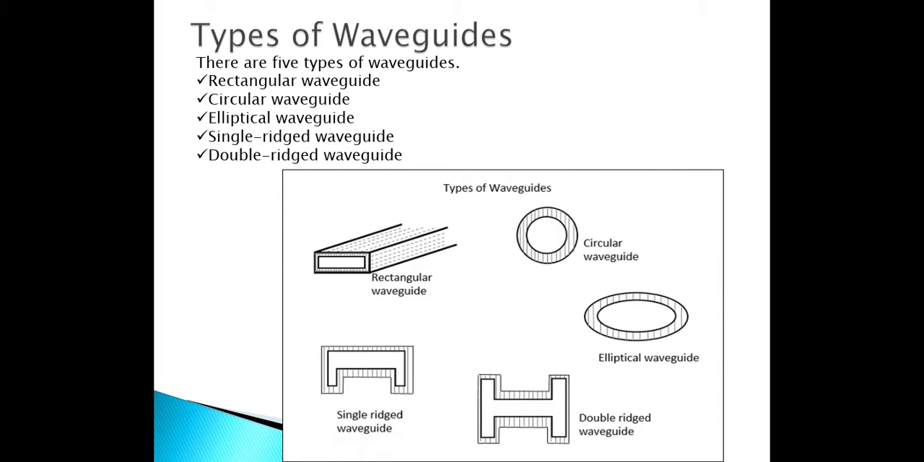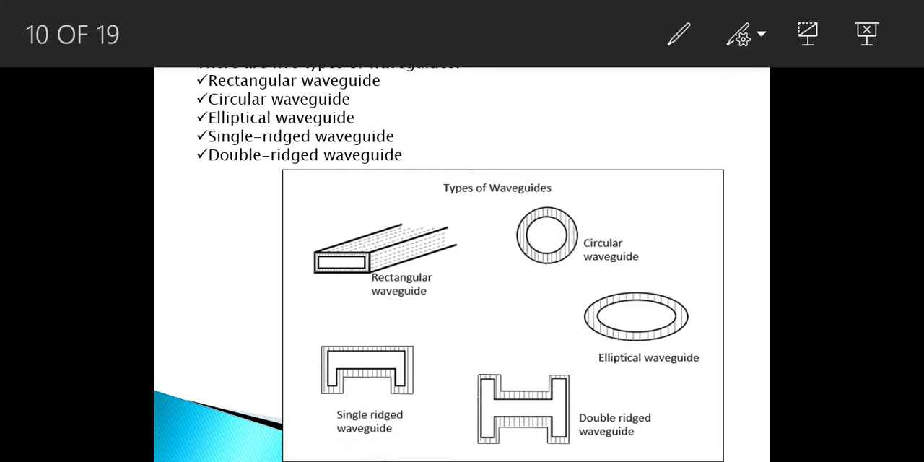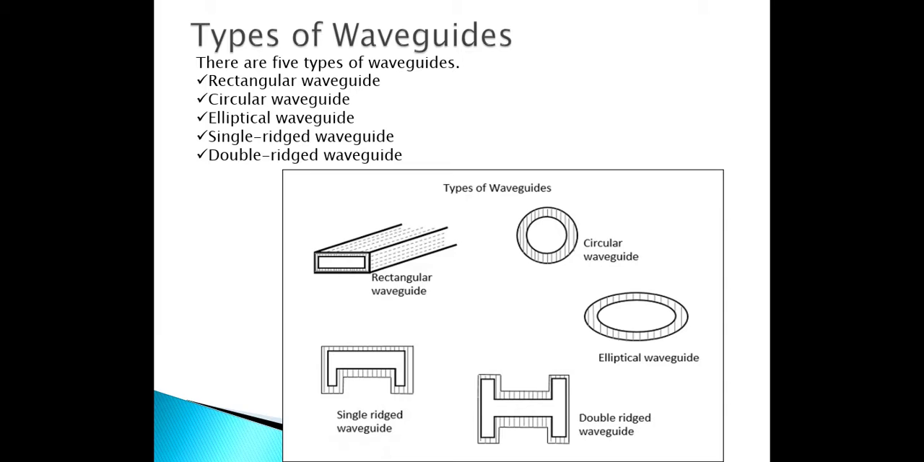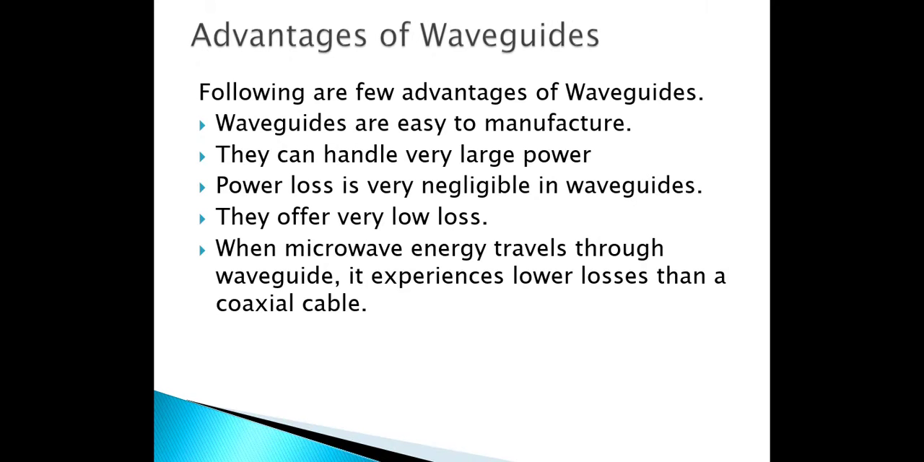So here you can see the various types of waveguides: rectangular waveguide, circular waveguide, elliptical waveguide, then single ridged waveguide, double ridged waveguide. So depending upon the application or the requirement, we are going to use the various types of the waveguides.